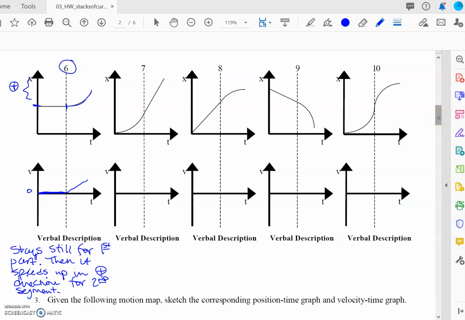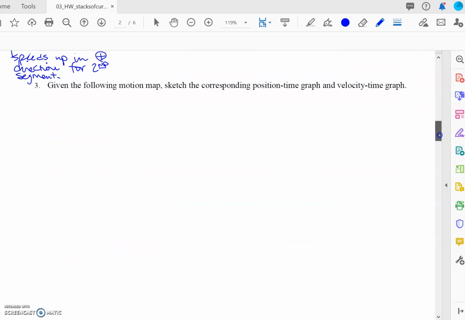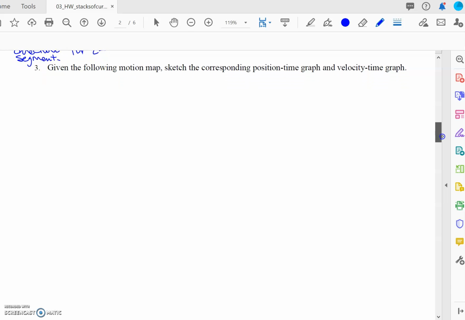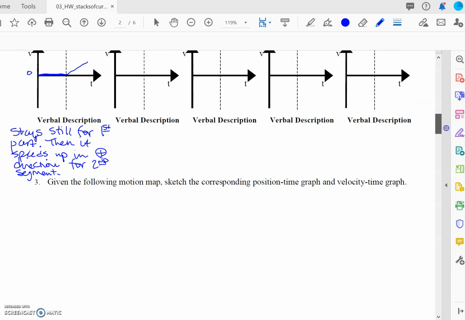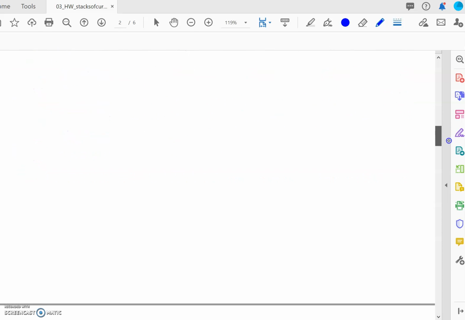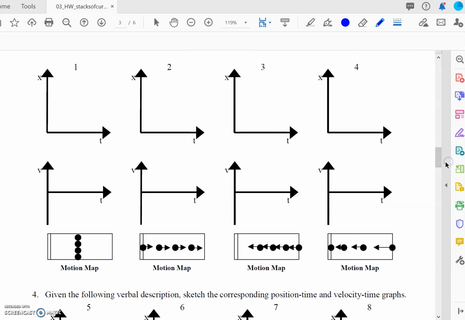Now, what we're after is our position time graph, our velocity time graph, our motion map, and our verbal description to all tell the same information. You should be able to describe the motion or imagine the motion of an object from any of these pieces. Now in number 3, it asks us to sketch the position time graph, which we've done, and then the velocity time graphs.